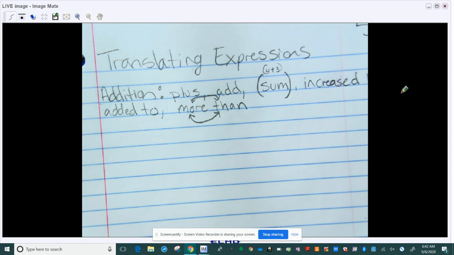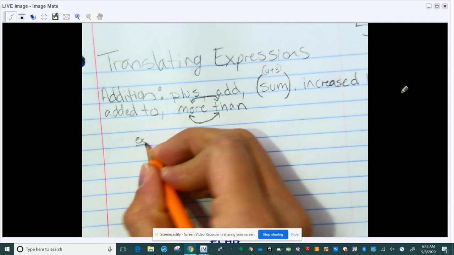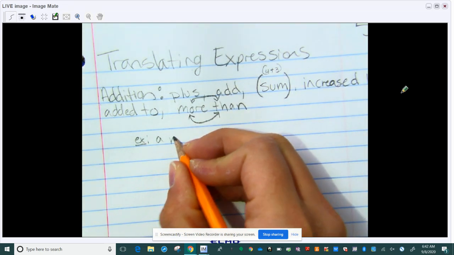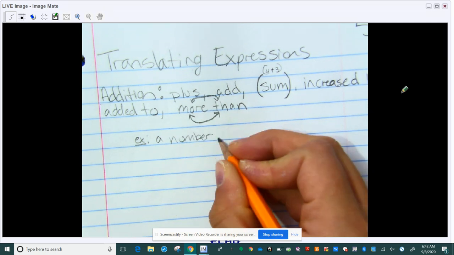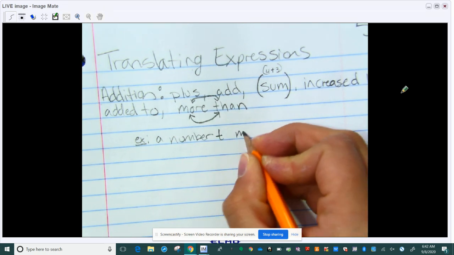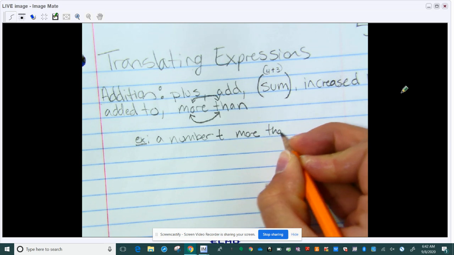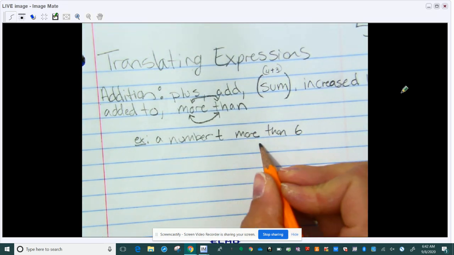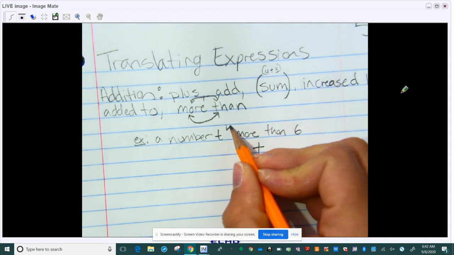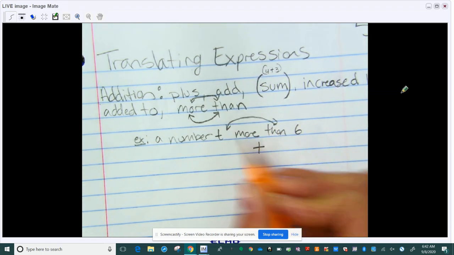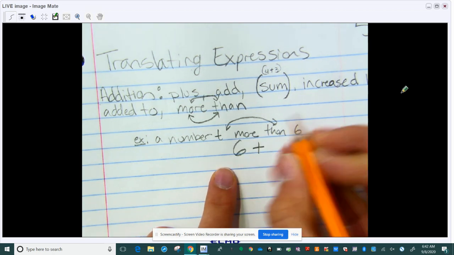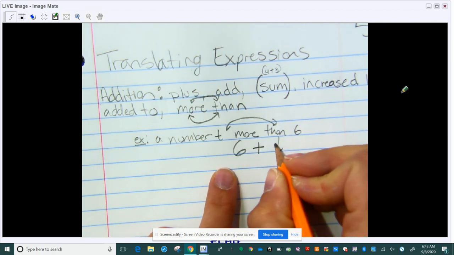So let's look at an example of some addition. So here we'll do a little example here. So if it were a number t more than 6, we know that more than is addition. That's fine. That's good. But that more than implies that t is more than the original 6. So the 6 starts it, and then you add t.